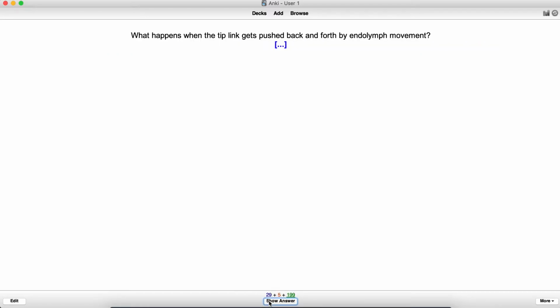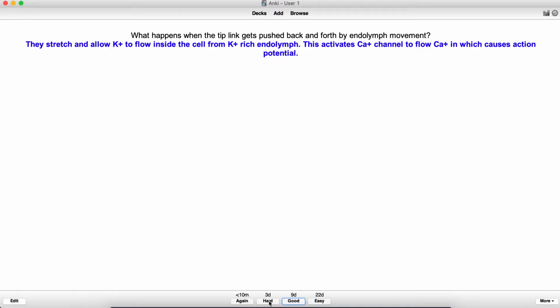What happens to the tip links as it gets pushed? So the endolymph contains lots of potassium. No, it contains calcium, so the calcium goes into the cells within the tip links, which then causes the influx of potassium ions into those cells, which triggers an action potential. Calcium, yeah. So potassium's on the outside to flow into the cell. Okay, no, it was the other way around. Endolymph is potassium rich, and potassium tends to flow in, which causes the action potential.